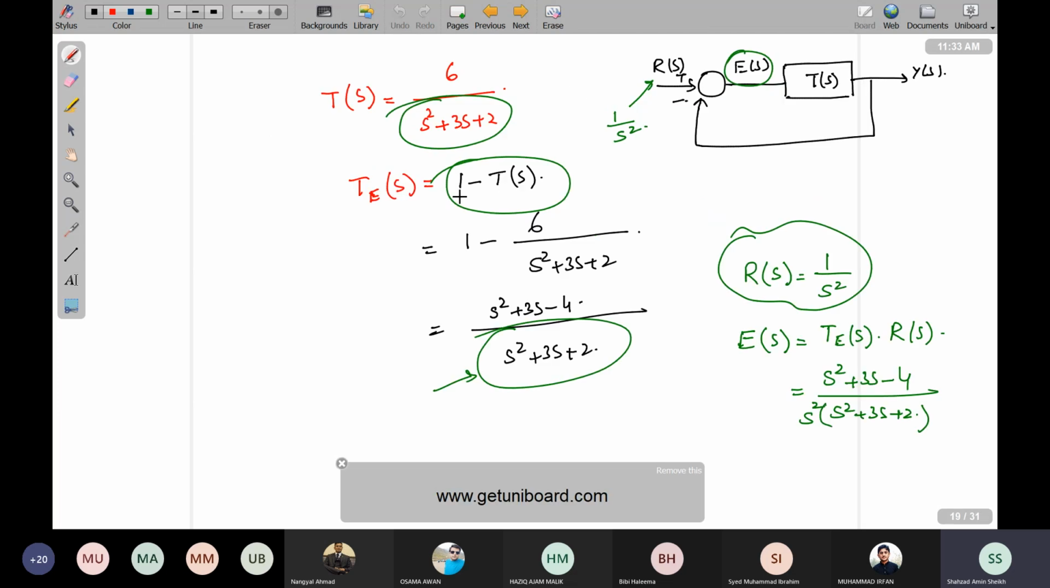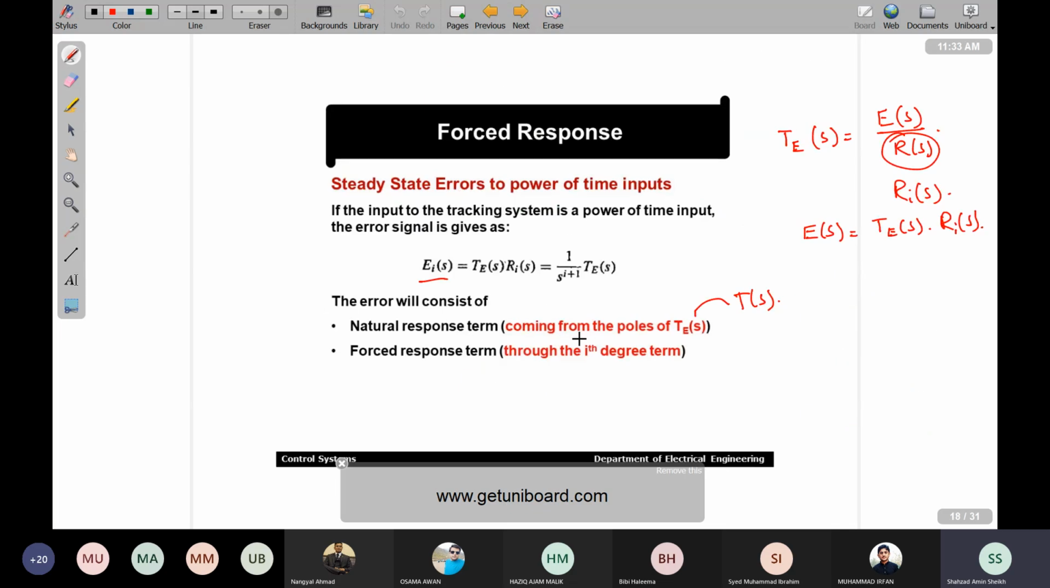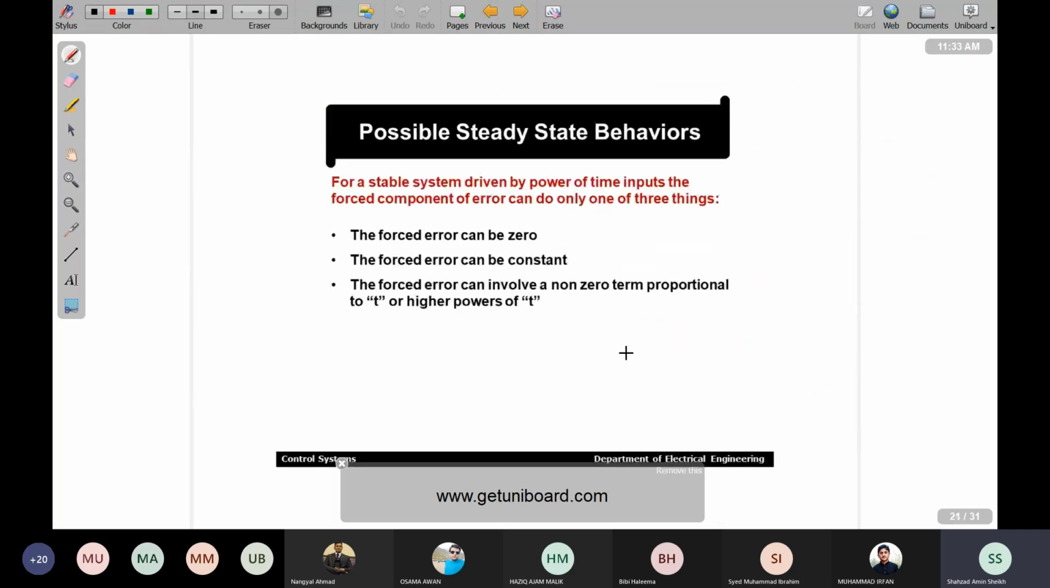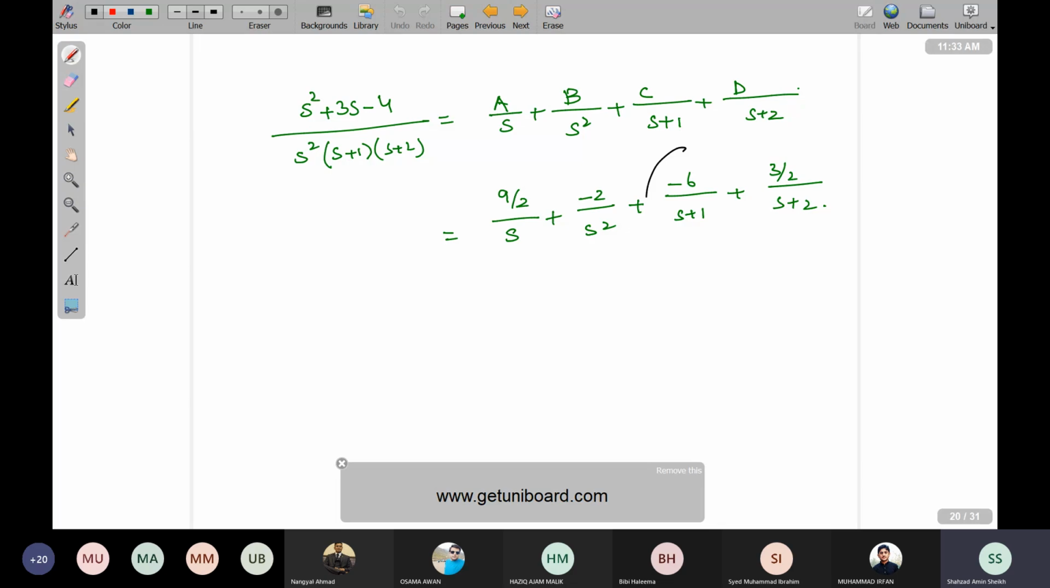अभी थोड़ी देर पहले कहा है मैंने. Natural response component is coming from the poles of TEFS or TFS, and forced response is coming through the ith degree term. So that is your natural response component coming from the poles of TEFS. These are the poles of TEFS. And that's your forced response component that is coming from the ith degree term. R of t क्या था? Tu of t था, which was equal to 1 over s square. So that is the ith degree term जो आपके पास मौजूद थी. I was equal to 1 था.